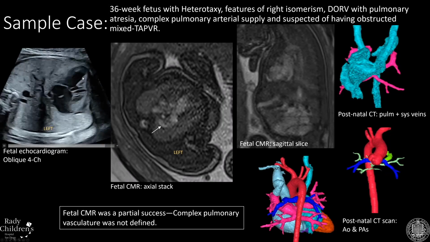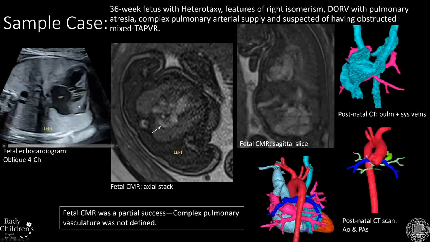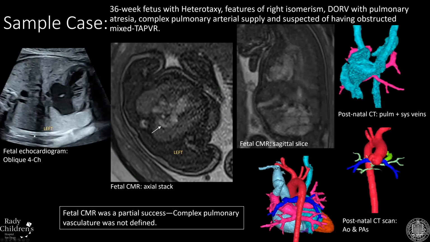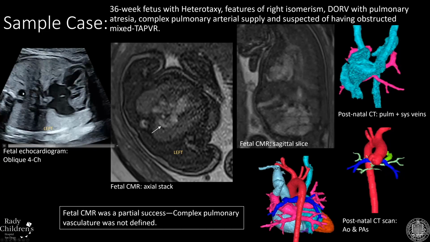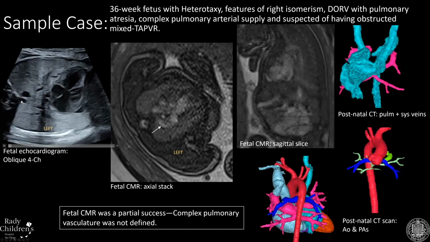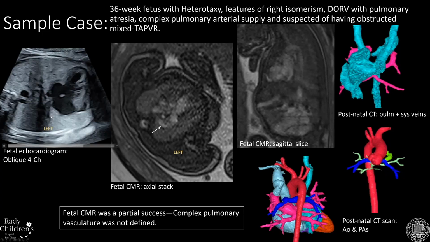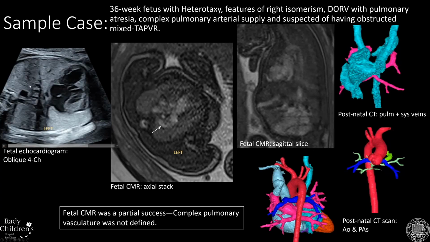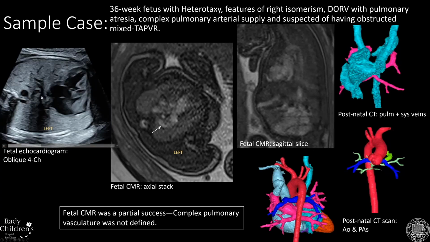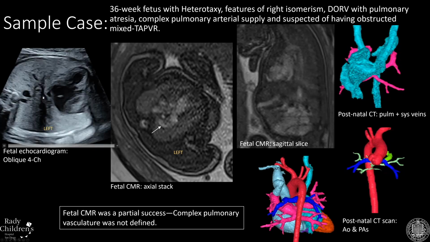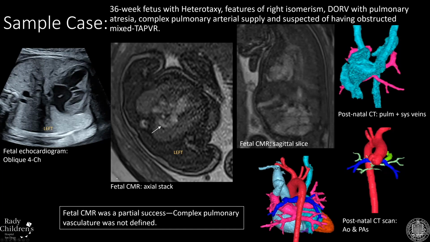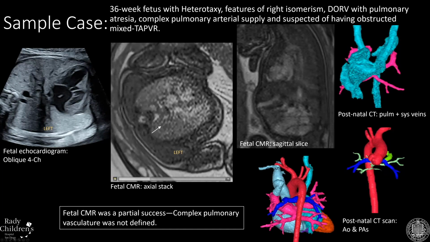This is left. You'll note the morphologic right ventricle is on the left side. This is L-looped. This is the descending aorta over here, and a dilated left-sided hemiazygos. You can also appreciate some separation between the pulmonary veins and the common atria, indicating TAPVR.